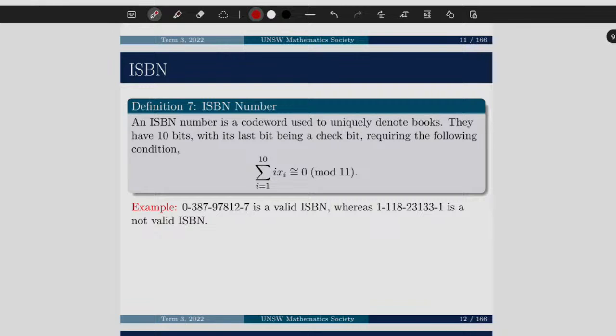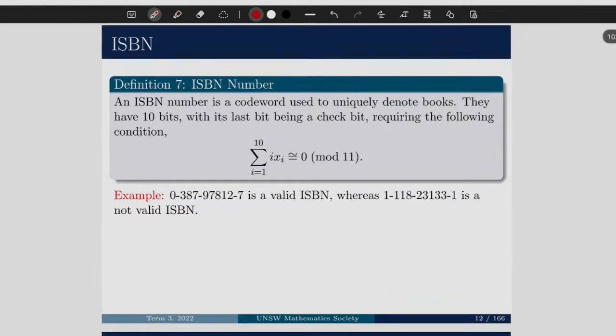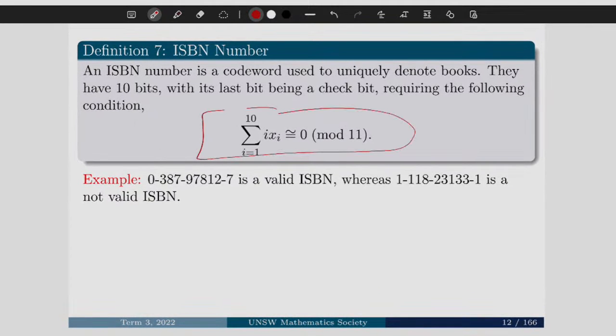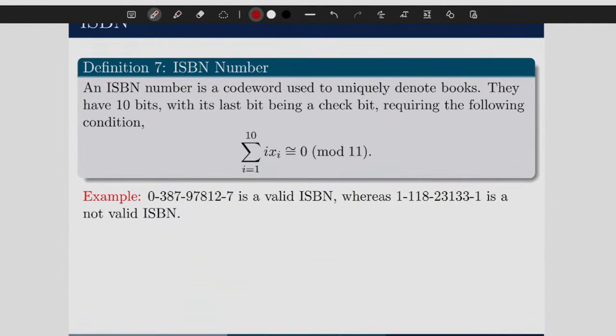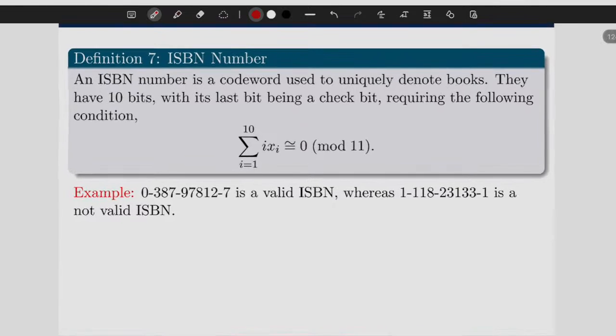ISBN. So ISBN, a code word for uniquely denoting books, and then we have this condition here that all valid ISBNs must pertain to. I refer to this as a syndrome. So, for example, a sequence of numbers could be valid or invalid. And there is a very specific check to do that. So let's just go through the very first one. How can I prove that this is a valid ISBN? Super good to say it, but like, how do I prove it, right?